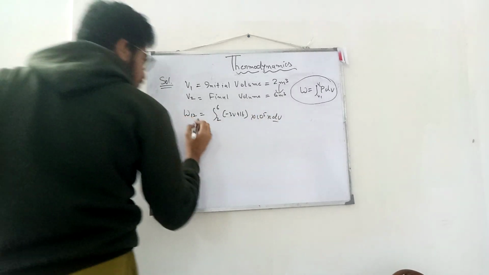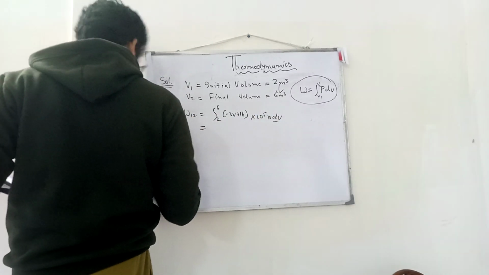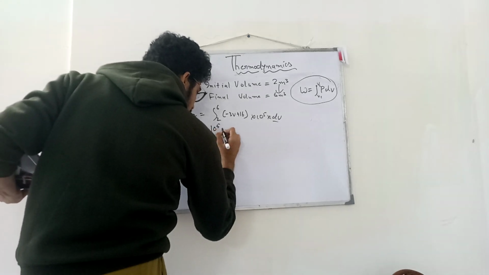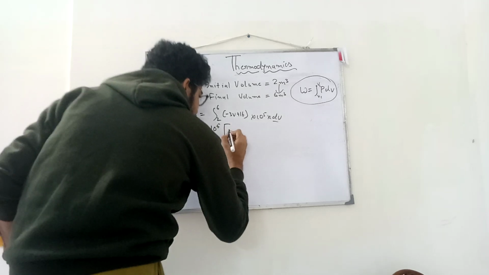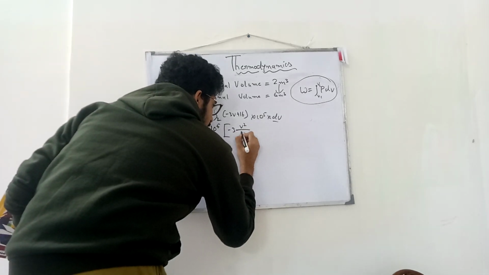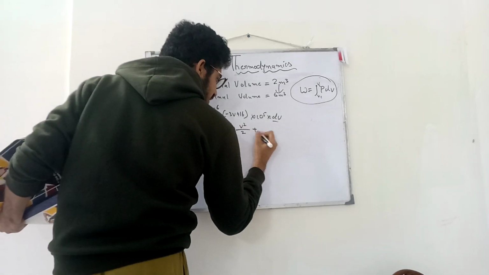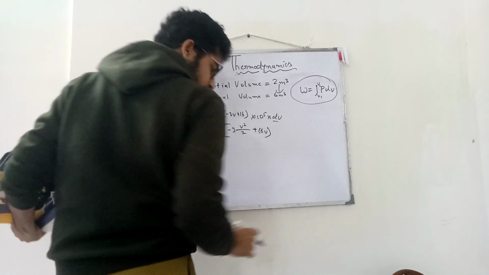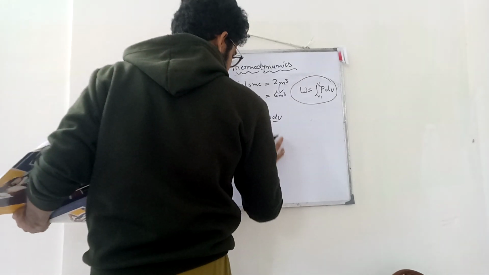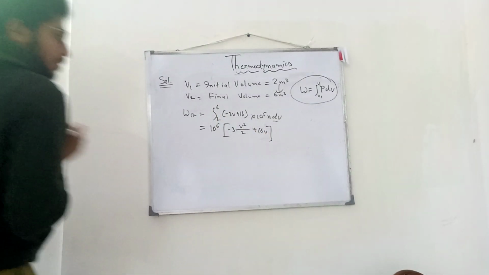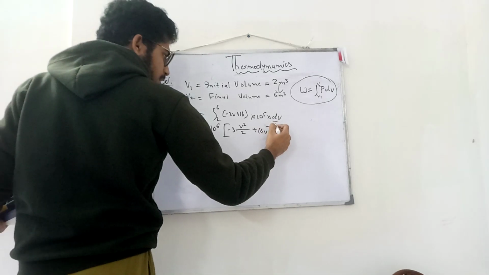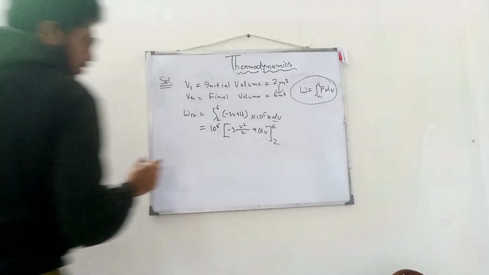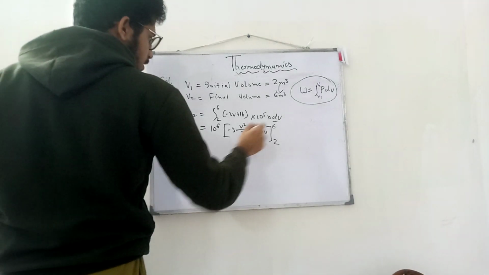Note it down with me. Then this becomes minus 3V square by 2 plus 16V, and the limits are 6 and 2.